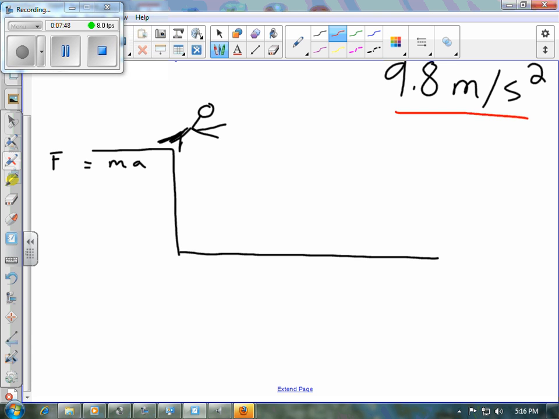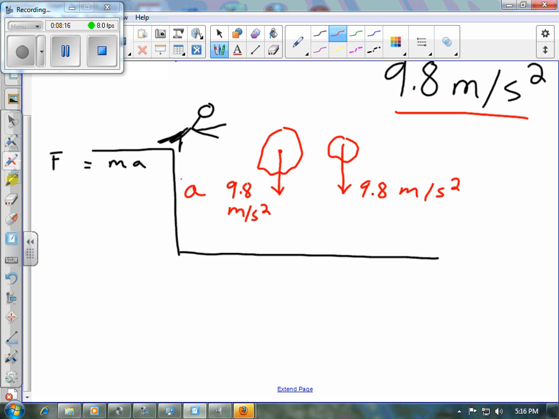So let's do our experiment again. Now we'll drop our boulders. And this time, I'm just going to draw the acceleration vector. And this is the same for both. It's 9.8 meters per second squared. You need to commit this number to memory. All right? 9.8 meters per second squared is the acceleration due to gravity. So this is A, and it's our vector, A.